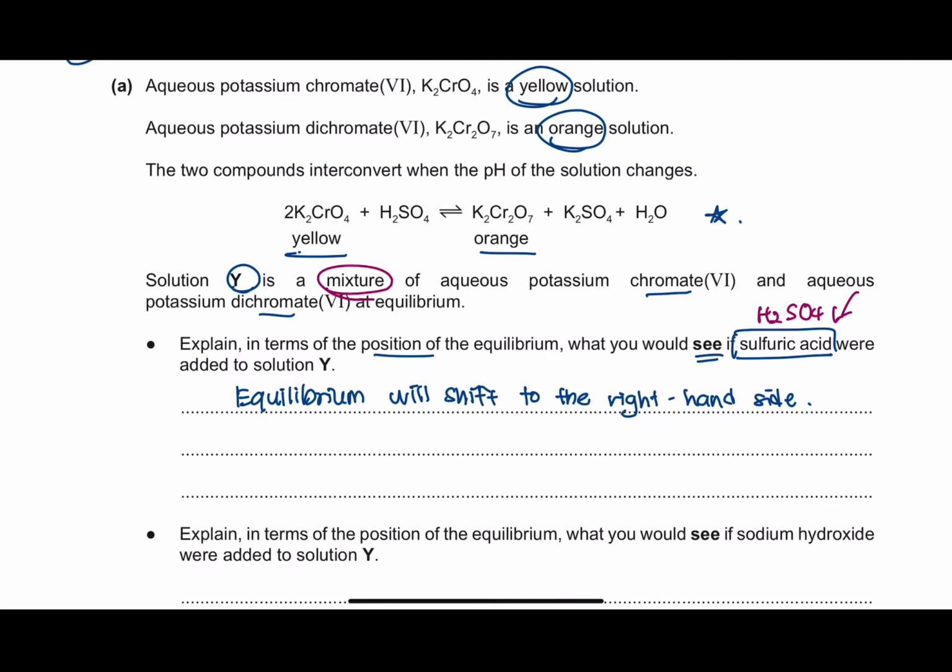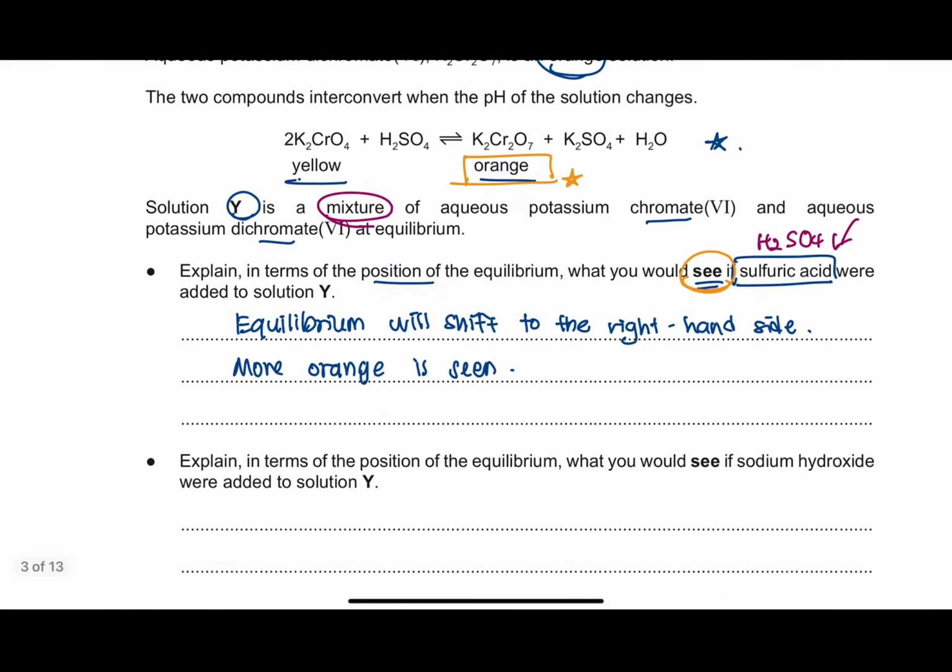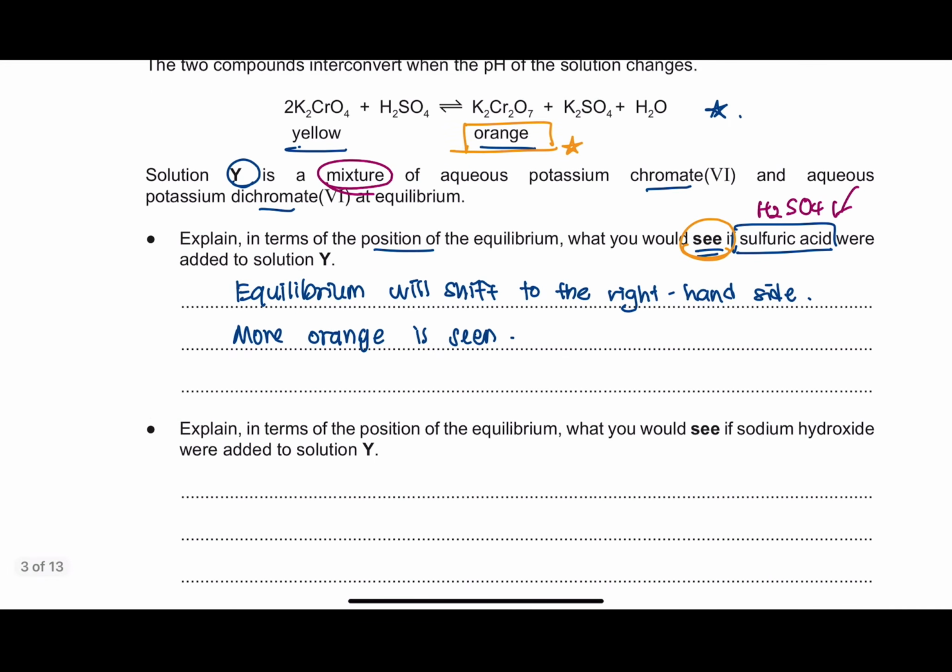However, this question is asking you what you would see. So on your right hand side, you can see that there would be orange color solution. So this would be the observation. More orange is seen, and the reason is because your concentration has been increased.